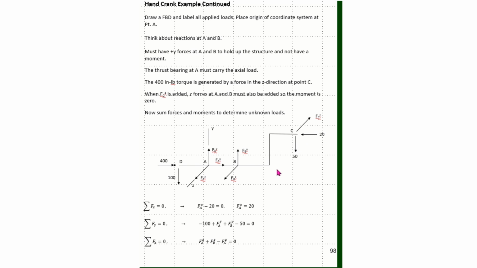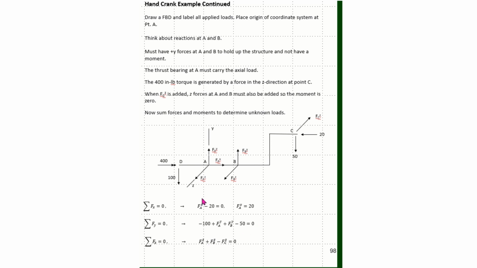So now I can come and start to sum forces and moments and see if I can get my system in equilibrium. So summing forces in the x direction, I have FAX minus 20, because this 20 is going in the negative x direction, equals 0. So FAX is equal to 20, like I would expect. And I could have easily just written this down. Now in the y direction, I have a minus 100 here. I have a plus FAY. I have a plus FBY. And I have a minus 50 here. And all that equals 0.